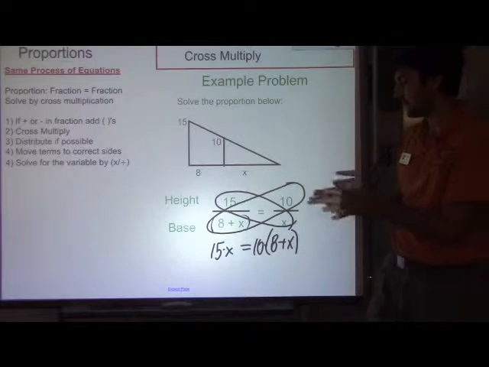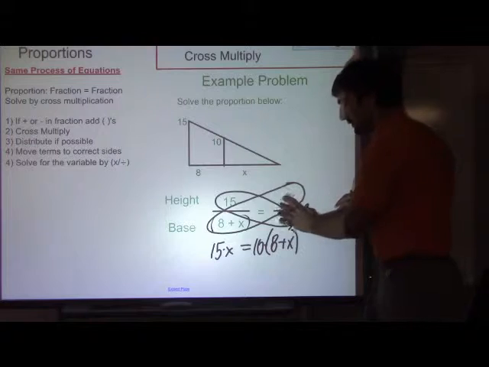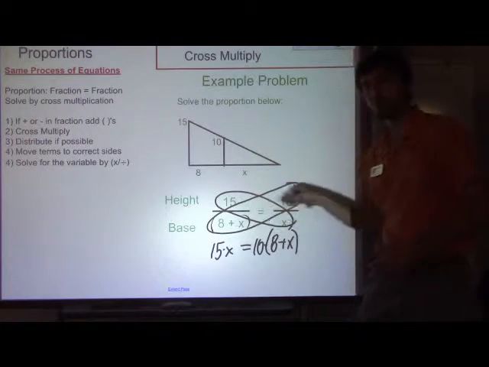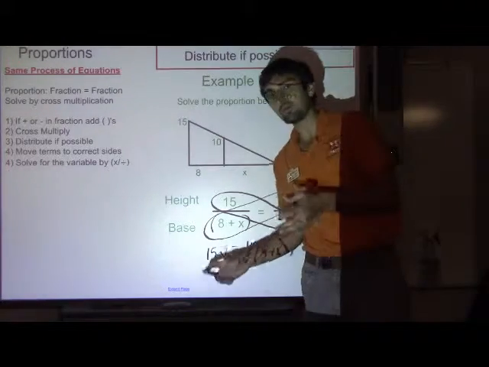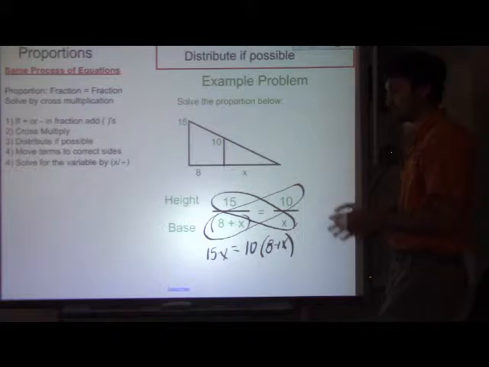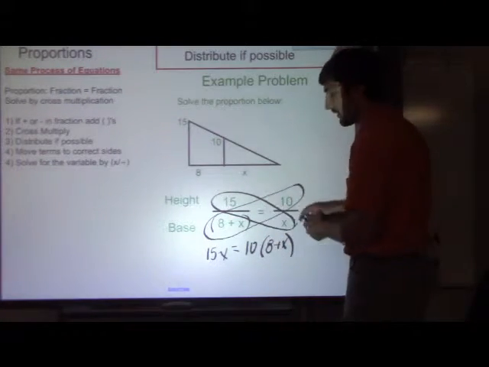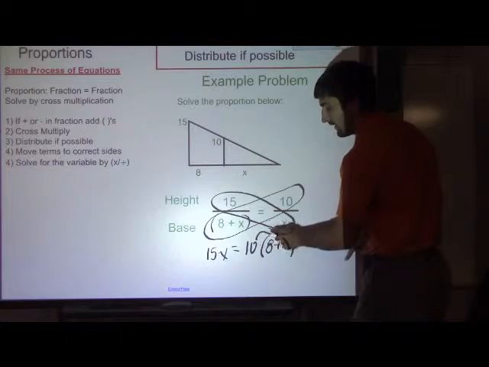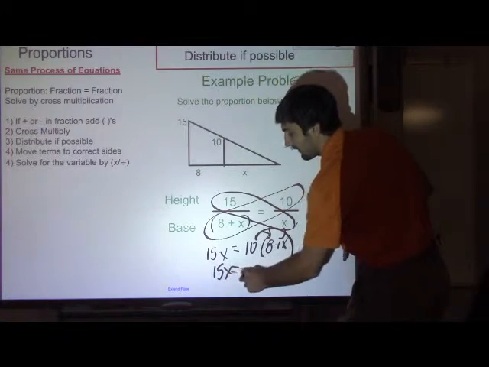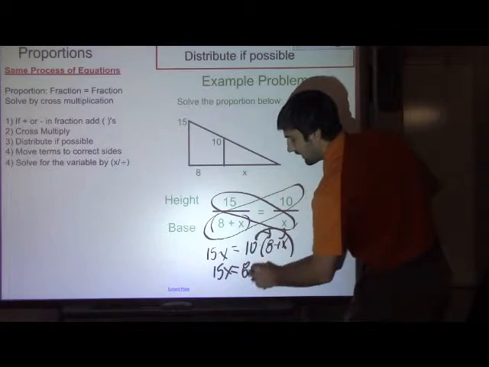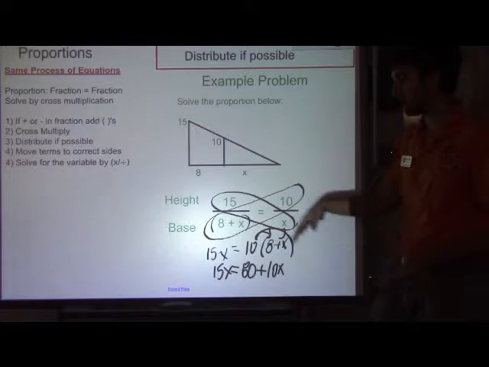So again, when you cross multiply, very important, it's not anything different. It's just that the opposite of division is multiplication. That's what we're actually doing in this problem. The next thing you do is, if you ever see parentheses, you want to distribute. The reason we added those parentheses was so that we wouldn't mess up at this step. So here I see parentheses, so I'm going to multiply 10 to both of those terms. This gives us 15 times x, which is 15x, equals 10 times 8 is 80, plus 10 times x, which is 10x. So we have now distributed.